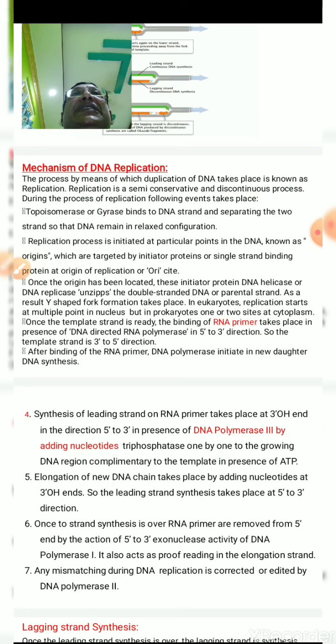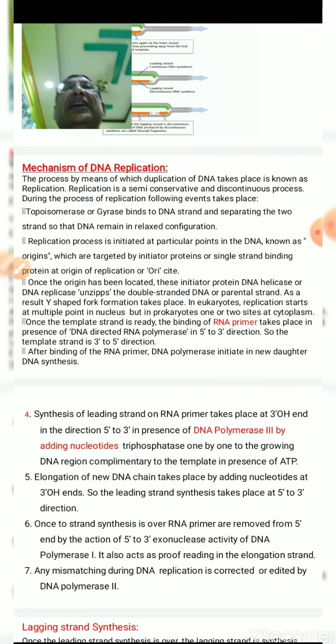The replication process is initiated at a particular point of the DNA known as the origin, which is targeted by the initiator protein or single strand binding protein at the origin of replication, or the ori sites. Once the origin has been located, this initiator protein recruits the DNA helicase, which unzips, or uncoils, the double-stranded DNA or parental strand. As a result, a Y-shaped fork forms. In eukaryotes, replication starts at multiple points in the nucleus, but in prokaryotes it is one or two sites only in the cytoplasm.